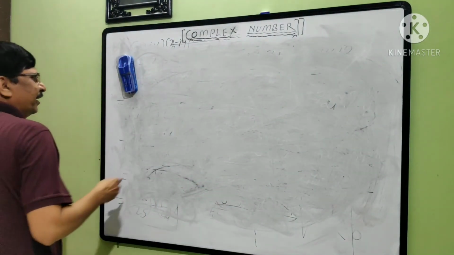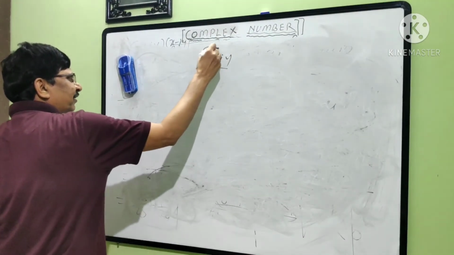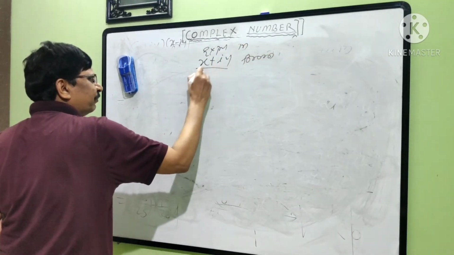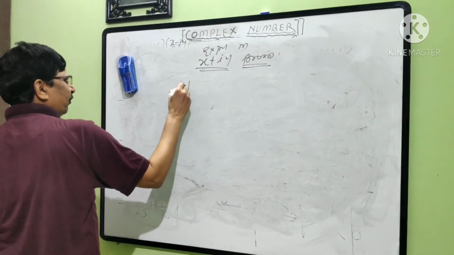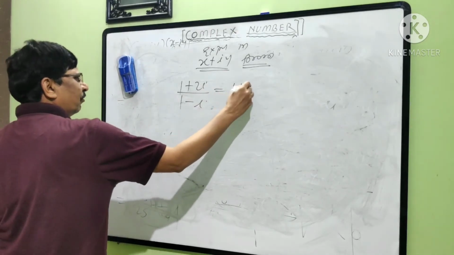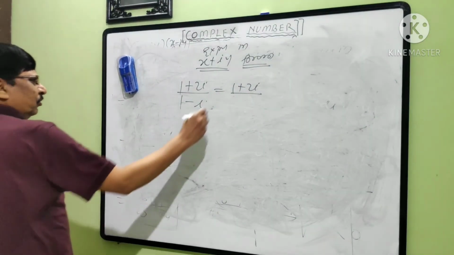Suppose the question is like that. Express in x plus iy form. Okay, express in x plus iy form. Now the question is like this: 1 plus 2i upon 1 minus i. Now what is our question? That is division. That is Z1 upon Z2.